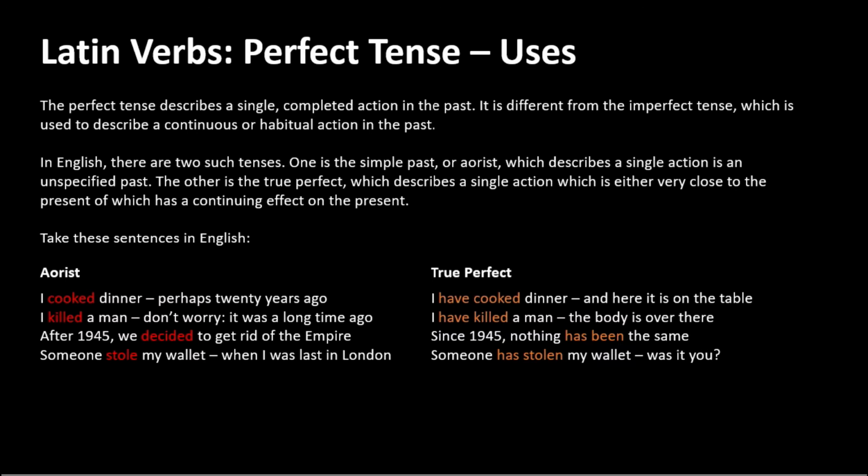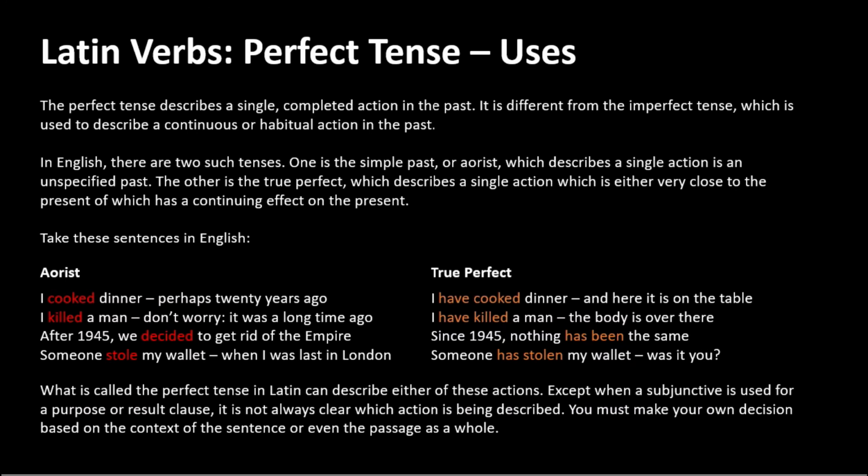If we look in the true perfect column, however, someone has stolen my wallet. Here, I look around with an accusing expression on my face. Was it you? Have you stolen my wallet? Where is my wallet? This is a theft which is very close to the present, and therefore it is likely that the person who did steal my wallet is still around.